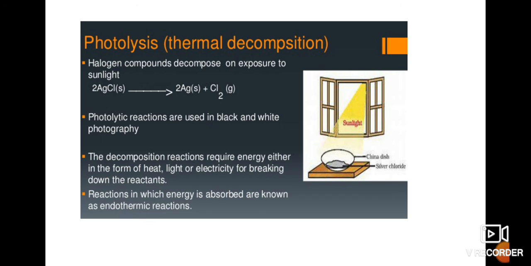Whatever type of decomposition reactions we have discussed, whether it is thermal, photolytic, or electrolytic, in each of these cases heat or energy is being absorbed. That's why it is an example for endothermic reactions.